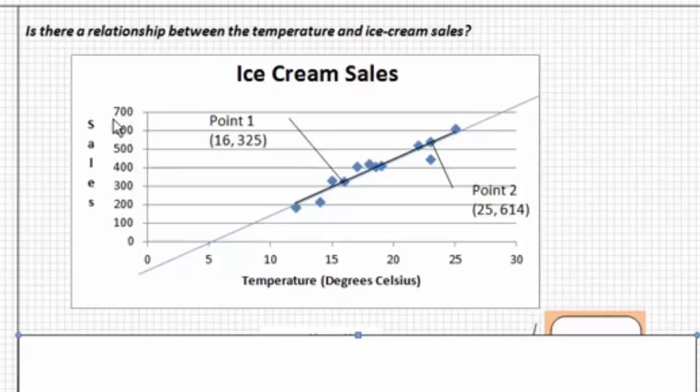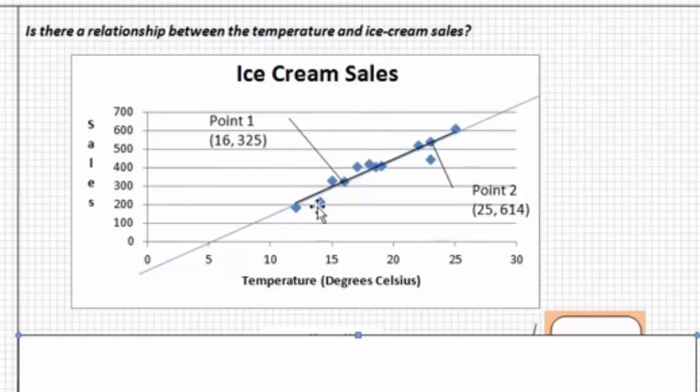These are in dollars. We have a trend line here, this blue and black line, that was created using our first point here, 16, 325, meaning when it was 16 degrees Celsius the store did $325 worth in sales. And our second point here, 25, 614, again meaning that when it was 25 degrees Celsius outside, they did $614 in sales. So we want to see, is there a relationship?